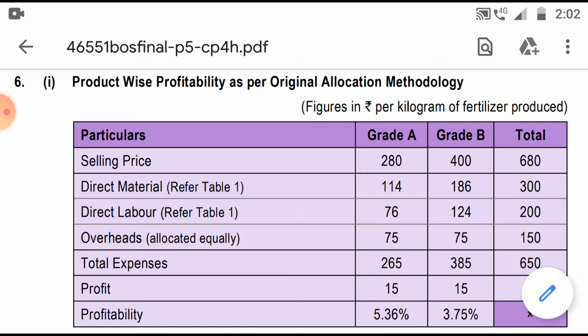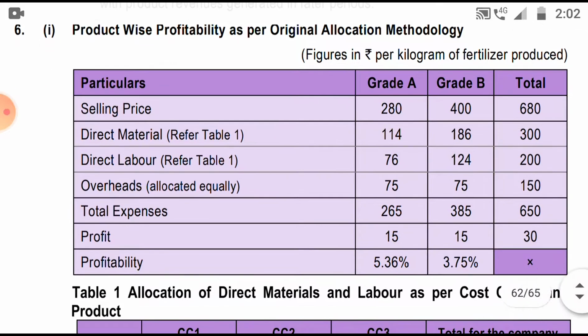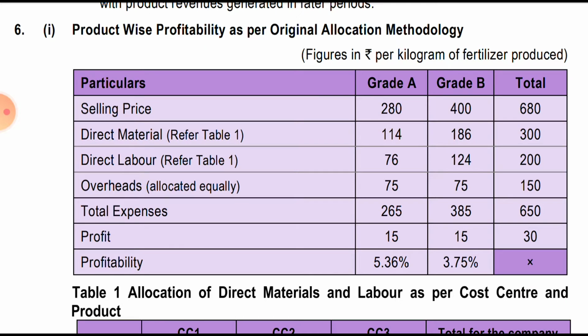But basically it is simple. Actually you don't have to see that also, you can directly do this on a calculator as well. But in the exam we have to prepare this as a working note. Okay, then labor 76, 124. Overhead, earlier they had divided 150 into half, that is 75. So we got the total expenses and the profit was 15, and the percentage of profitability, that is 15 divided by 280 and 15 divided by 400, that is profit by selling price. So earlier it was 5.36% profit and 3.75% profit.